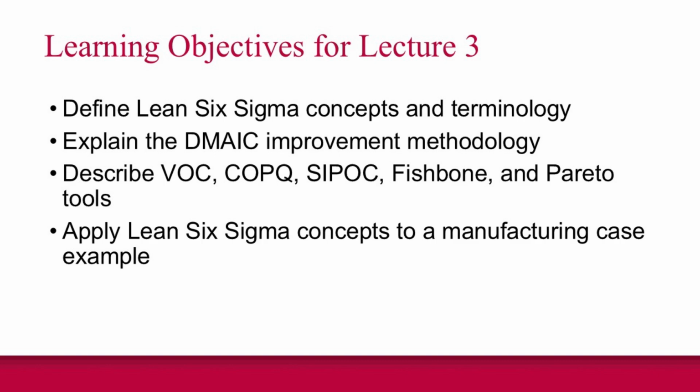Organizations don't guess at solutions. They collect data, identify root causes, prioritize problems, and systematically improve processes. That disciplined approach is what makes Lean Six Sigma so powerful.